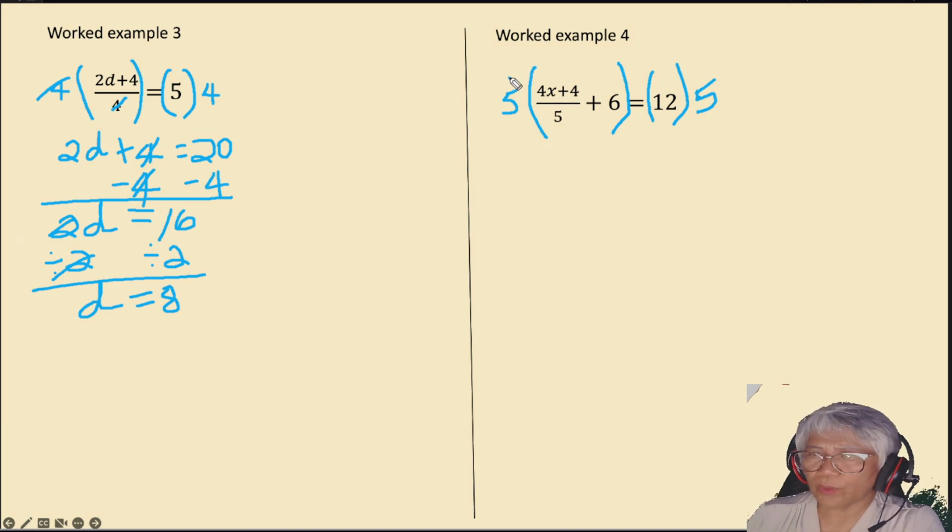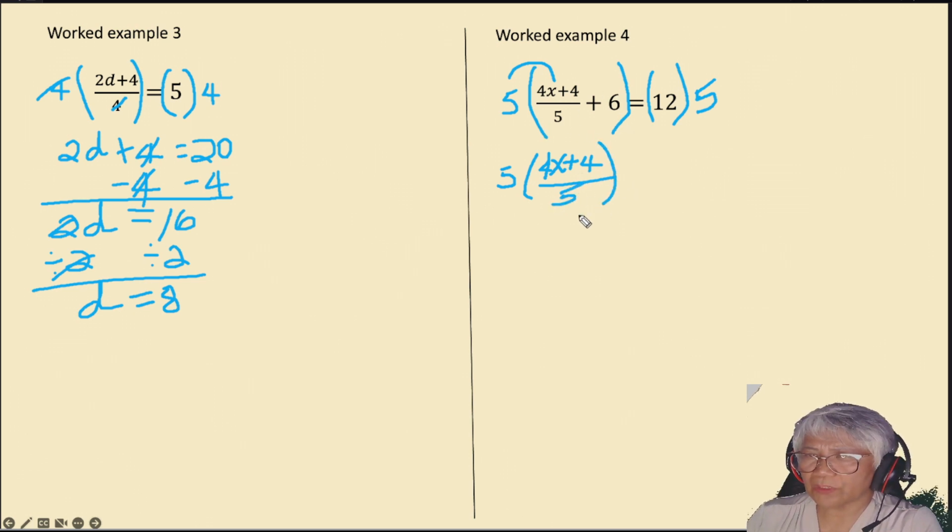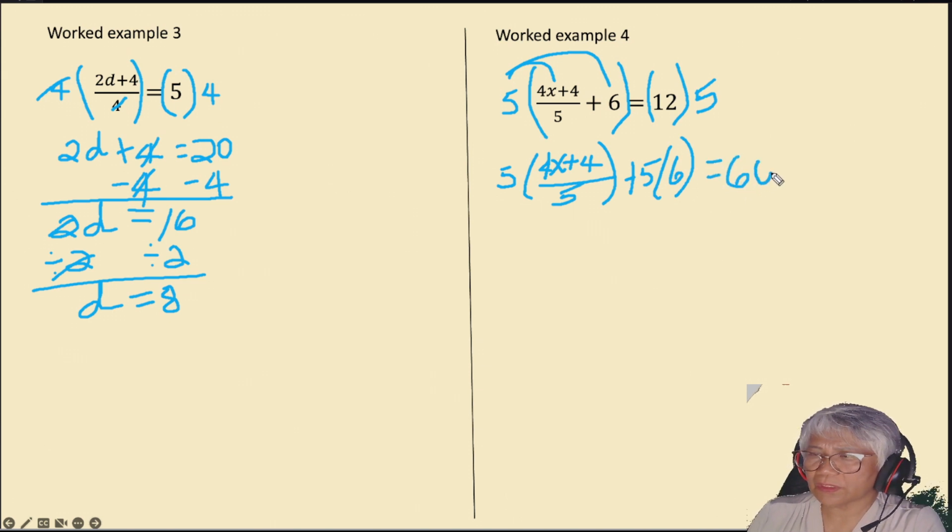When we multiply, we have to do it one at a time with both terms in the numerator, I mean, on the left side of the equation. So that's the first, and plus 5 times 6 is equal to 60.